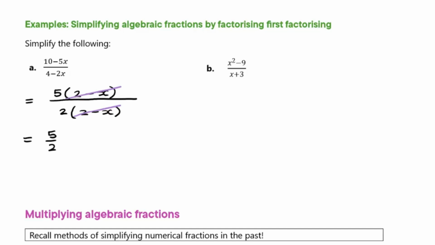Now the next one, we've got x squared minus 9. Now if we're thinking about factorizing this, remember our process.